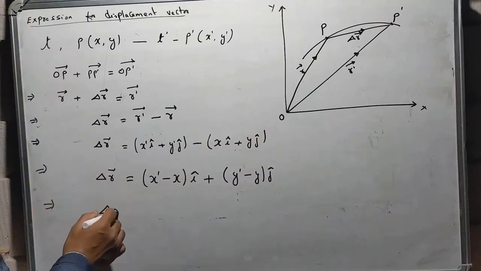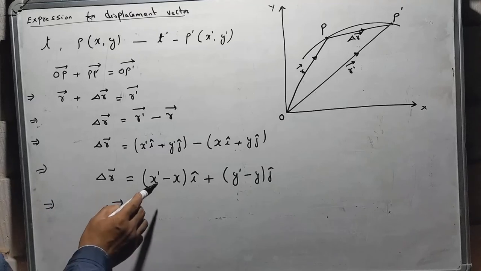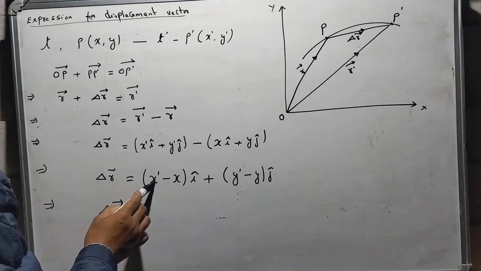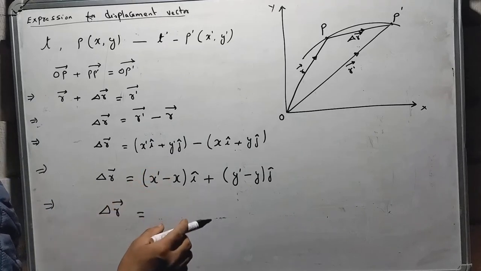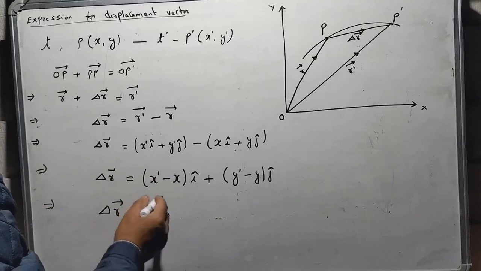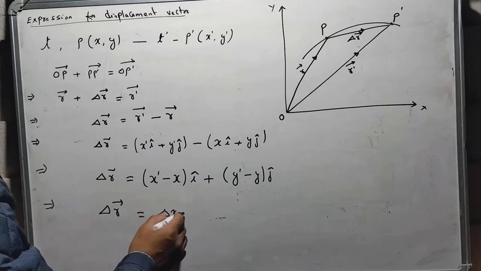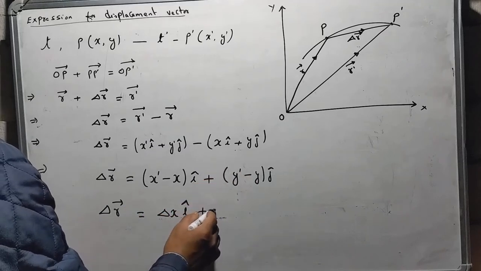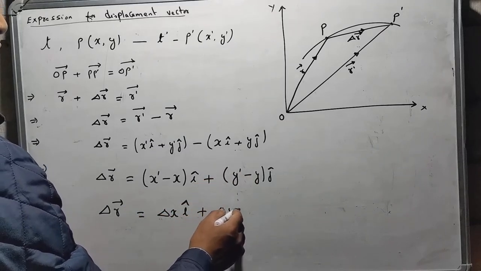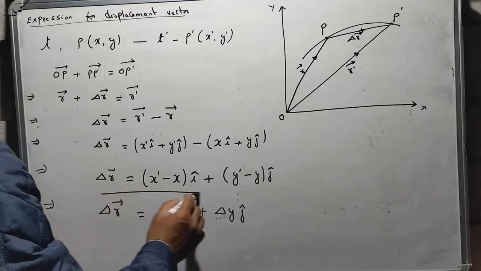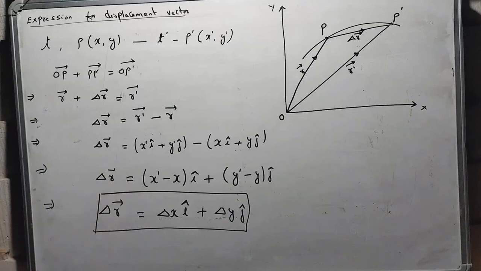So delta R arrow is equal to, now what is this x dash minus x? Final position along the x-axis minus initial position along the x-axis, that is the change in position along the x-axis. So we write delta x i cap, plus similarly y dash minus y, which I write as delta y j cap, meaning the change in position of the object along the y-axis. So this becomes the expression for the displacement vector in terms of its rectangular components.